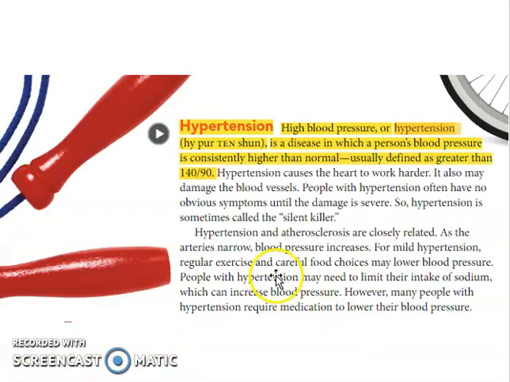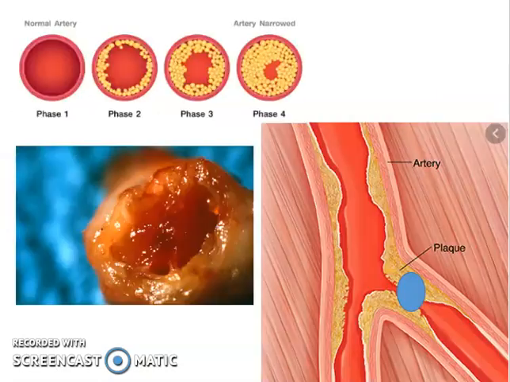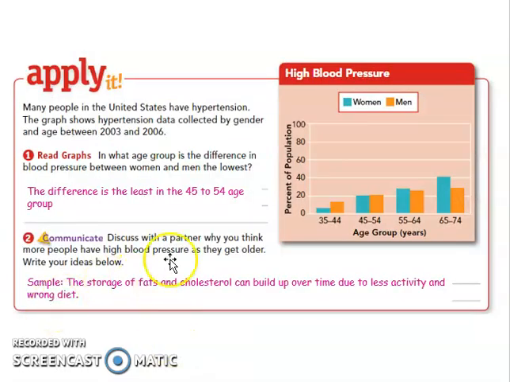Now here it says hypertension and atherosclerosis are closely related. Why? As the arteries narrow, blood pressure increases. So when you have this artery, meaning blood pressure is higher because blood is having a hard time flowing. Okay, so the blood pressure is higher when you have a thicker wall of artery here. Okay, so let's go to the next slide.